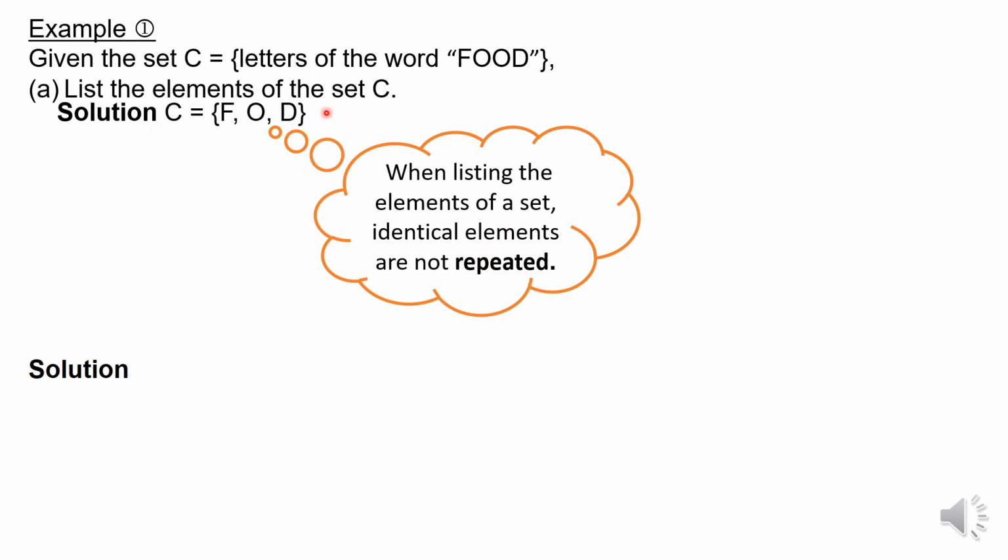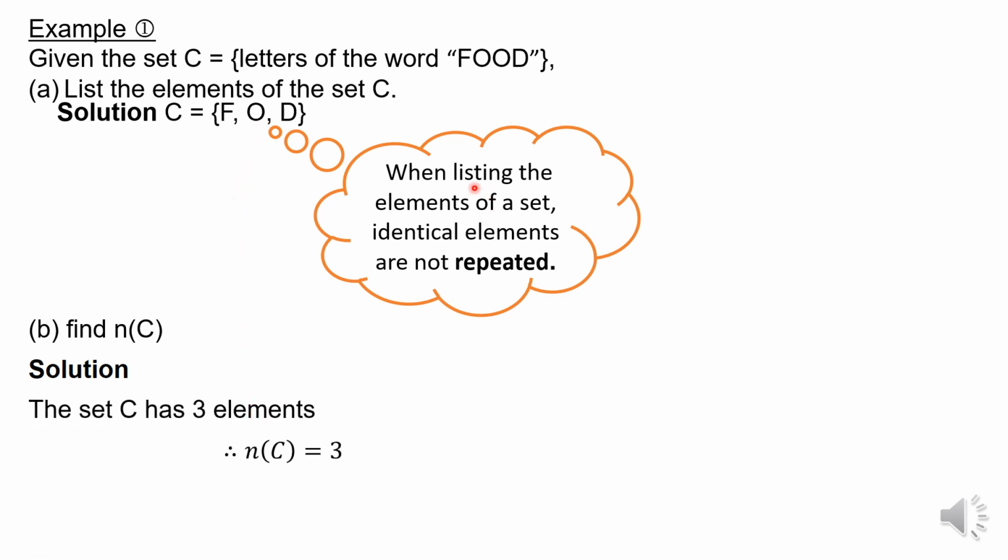So while they are asking you to write down the number of elements in that particular set, you will go to your listing and you will say that there are 3 members in that set. Okay, the identical one is therefore not repeated.